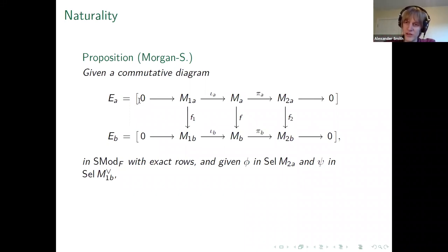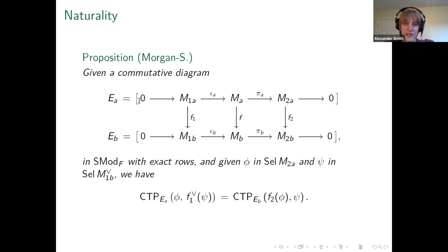And it's actually very straightforward to prove from the definition that the Cassels-Tate pairing does not care which of these you choose. You can compute the Cassels-Tate pairing of these elements either with respect to EA or with respect to EB. And this property is sort of innocuous, but it turns out to be kind of the juice to making studying the category S mod F interesting.